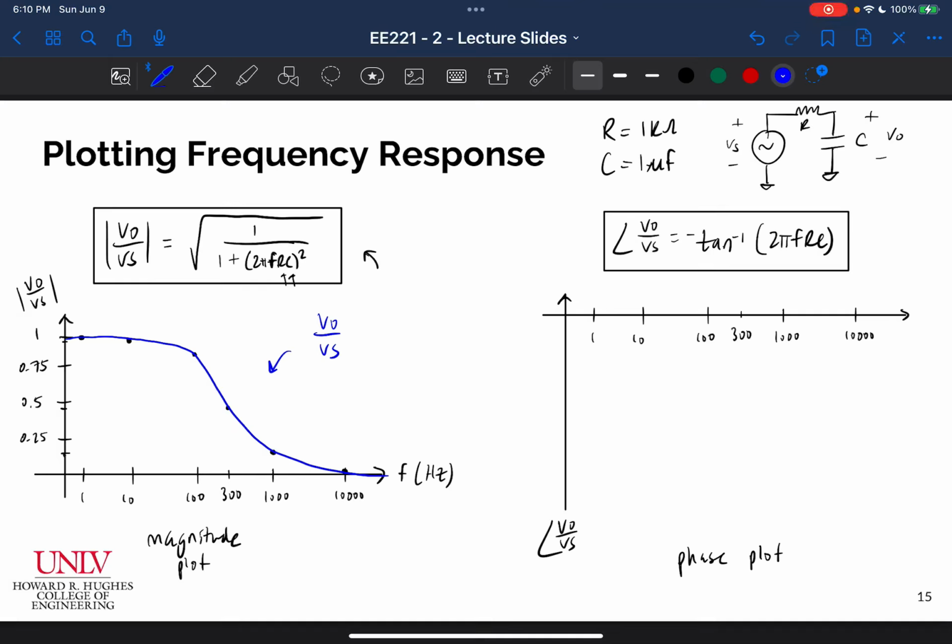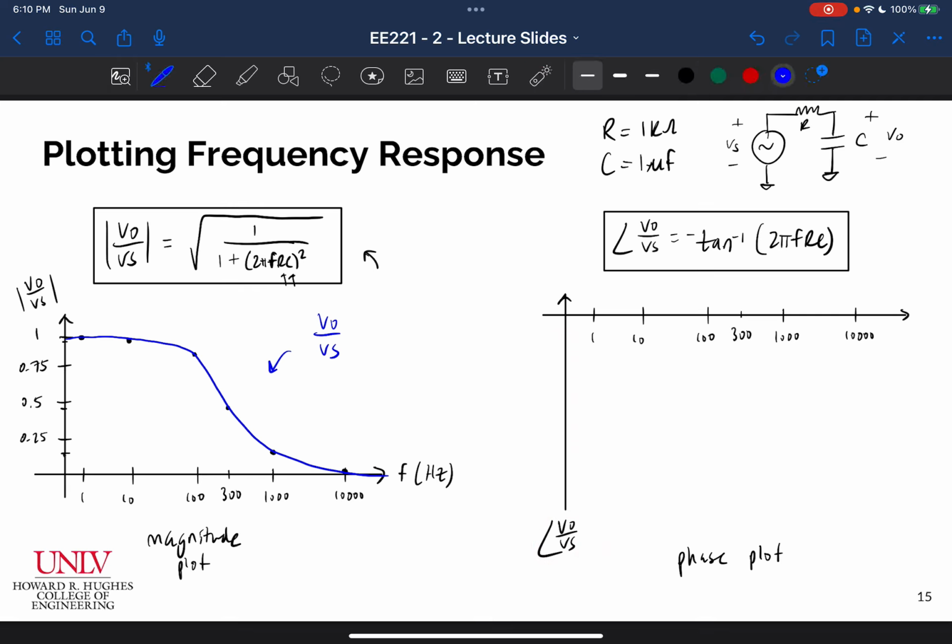All right, so we obtained the magnitude plot for this transfer function V out over Vs for the RC circuit. Now we need to obtain the phase plot. And so again, what I did was I plugged this function into my calculator, and I just plugged in all these 6 values for different frequencies. And now I'm going to plot on the y-axis here the phase angle for those particular frequencies, okay?